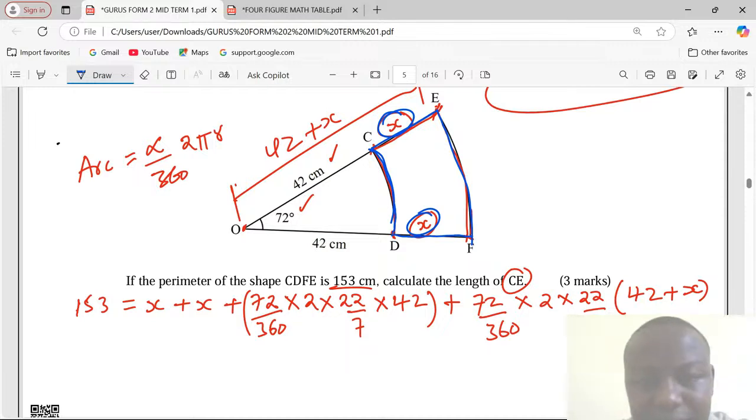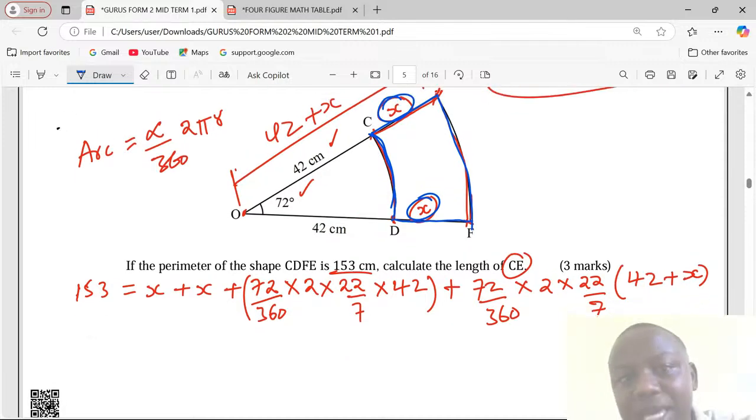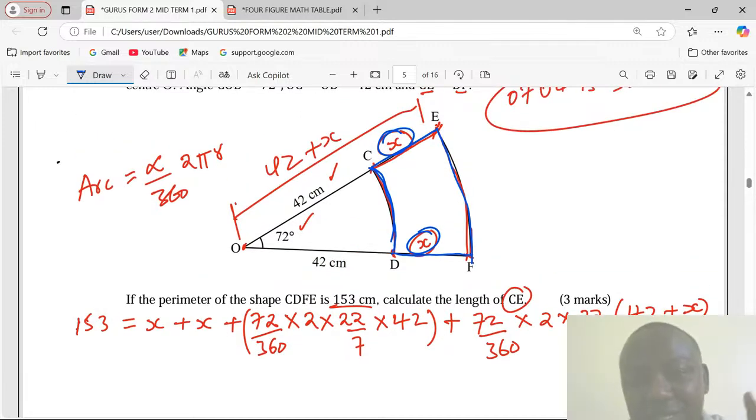Let's now compute. Then the other arc, whereby the radius is changing now. For arc EF, the radius is changing to 42 plus X. So I'm talking about 72 over 360, times 2 times 22 over 7, times 42. This is giving me exactly 52.8.